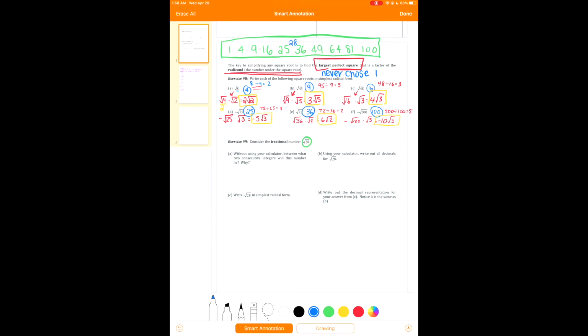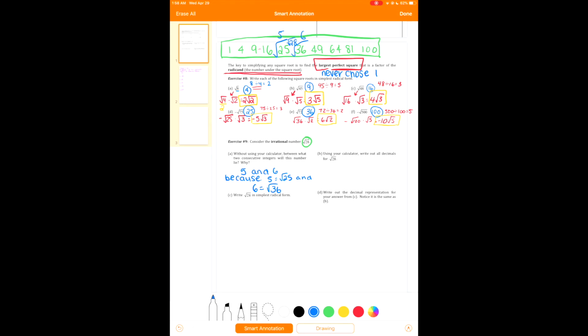Now, if I were to square root 25, that would give me 5. And if I were to square root 36, that would be 6. So radical 28 is going to be somewhere in between 5 and 6, because 5 equals radical 25 and 6 equals radical 36. And we all know 28 lies between 25 and 36.